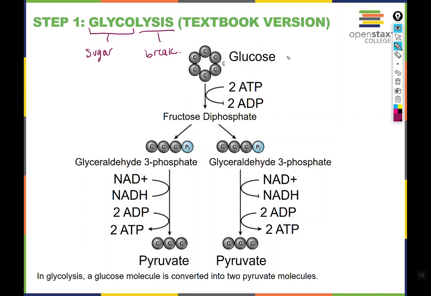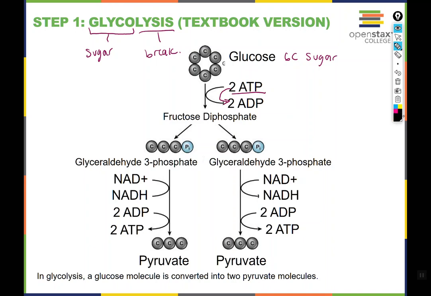So here we have glucose, which is a 6-carbon sugar. And the first step in glycolysis is that 2 ATP are spent. So these guys are going to be turned into 2 ADP. And the reason that we're spending energy is because we're going to break one of these bonds and straighten out this glucose. So it's going to go from being a ring to being a straightened out molecule of fructose with 2 phosphates glued to the end.